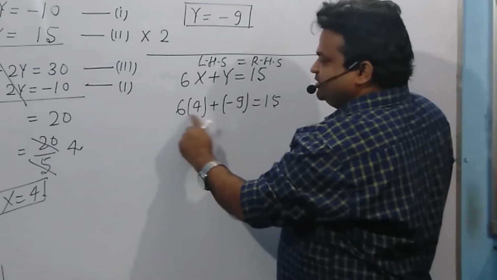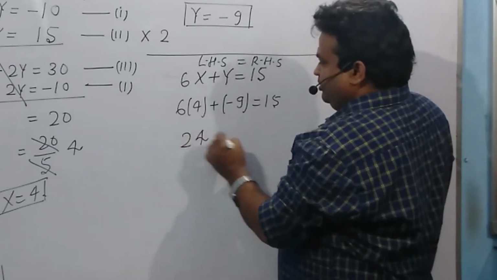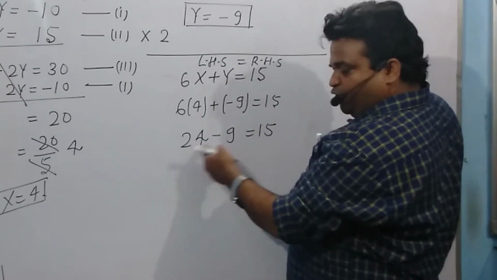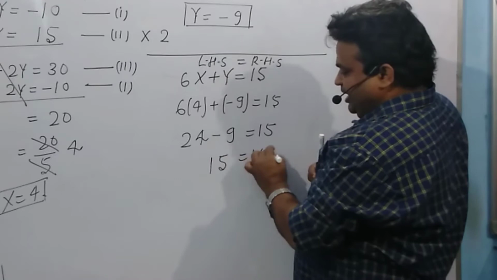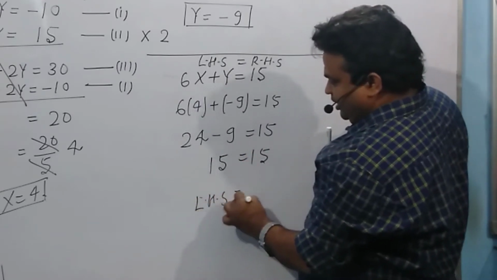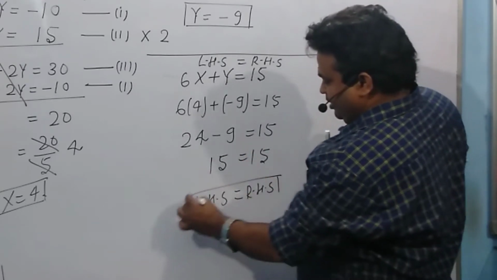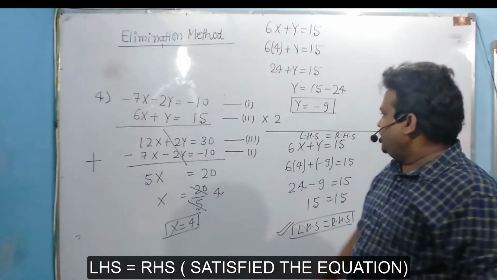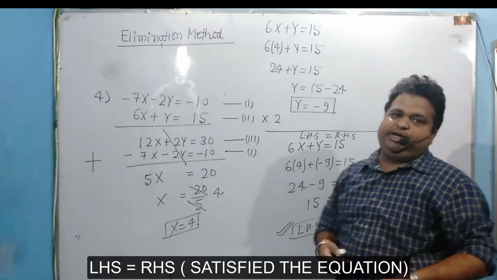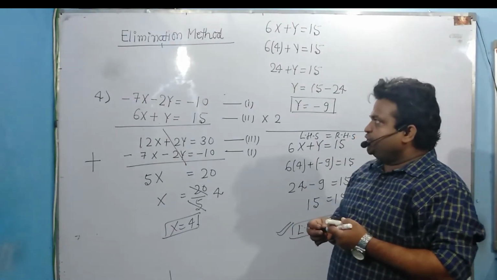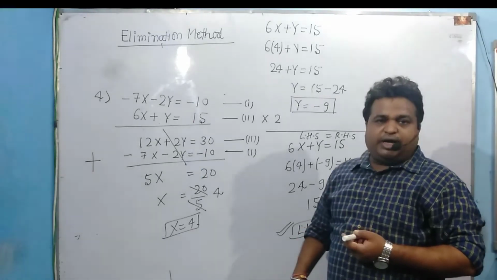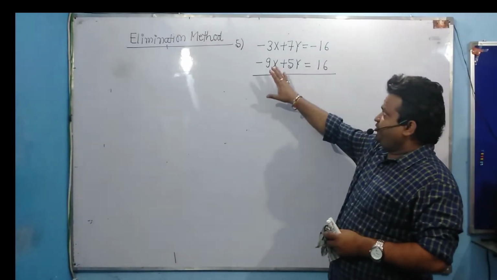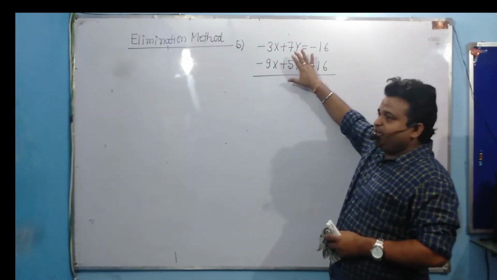So in this case, 6 into 4 is 24, minus 9 is equal to 15. Yes, 24 minus 9 comes to 15, equal to 15. It means that my left-hand side value is equal to the right-hand side value. It shows that my value of x equal to 4 and y equal to -9 is absolutely correct. So this is the fourth question based on the elimination method. Now move to the next one. This is equation number 5. You need to solve this question by the elimination method again.